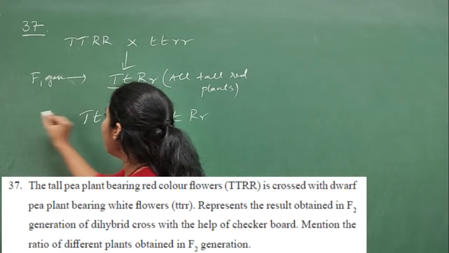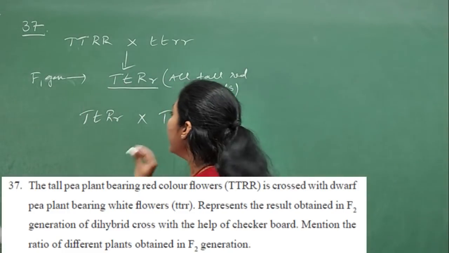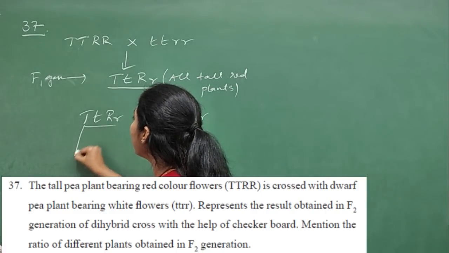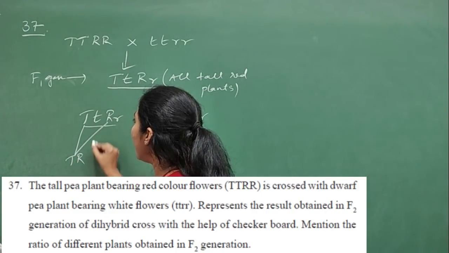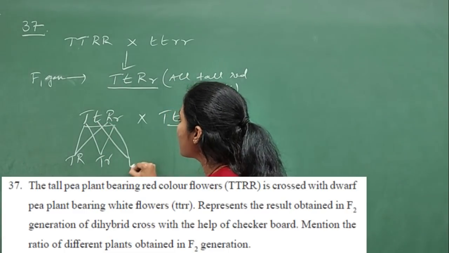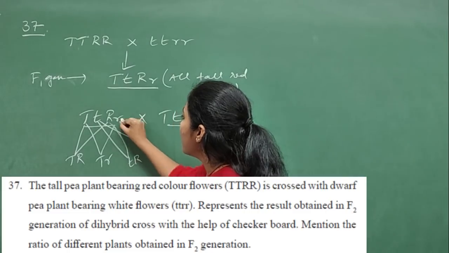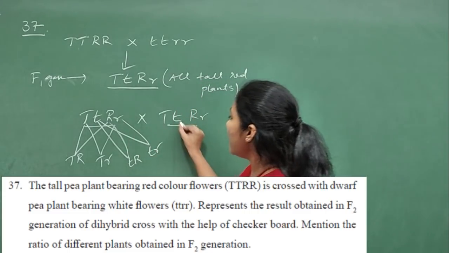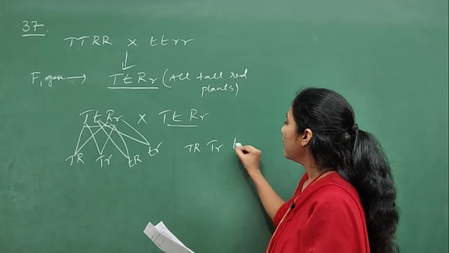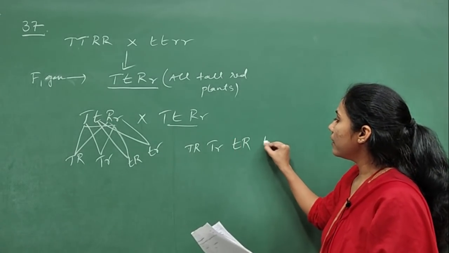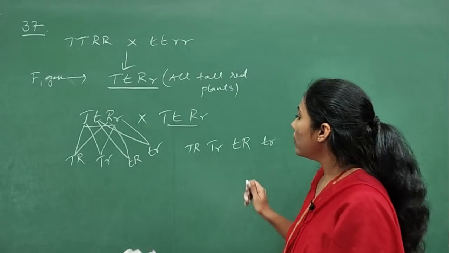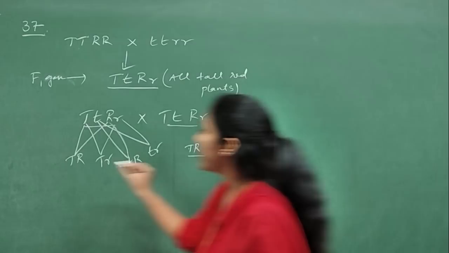Now I'm trying to do the F2 generation, okay? So what are the gametes that you get? You get capital T capital R, capital T small r, small t capital R, small t small r. The same gametes you will get here also. Capital T capital R, capital T small r, small t capital R, T R. Fine, these are the gametes that you are getting.